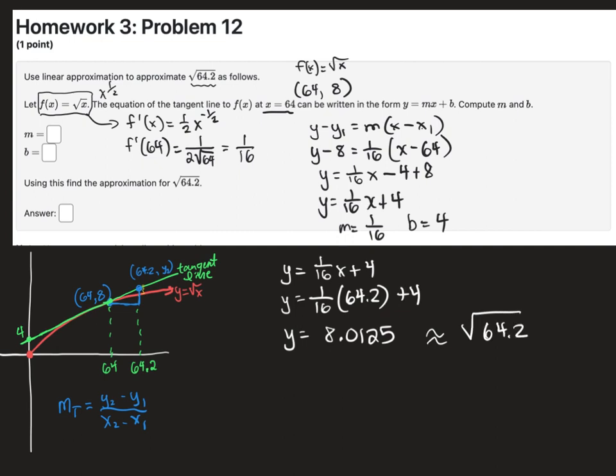And of course, you can always confirm that on the calculator by doing the square root of 64.2, and you get, on the calculator, 8.012490. So very close actually. So that's what you would put, is not what you did on your calculator, but what you did with the linear approximation using the tangent line. So 8.0125 would be the approximation for y, or the value of the square root of 64.2. And there we go. I hope that helped.